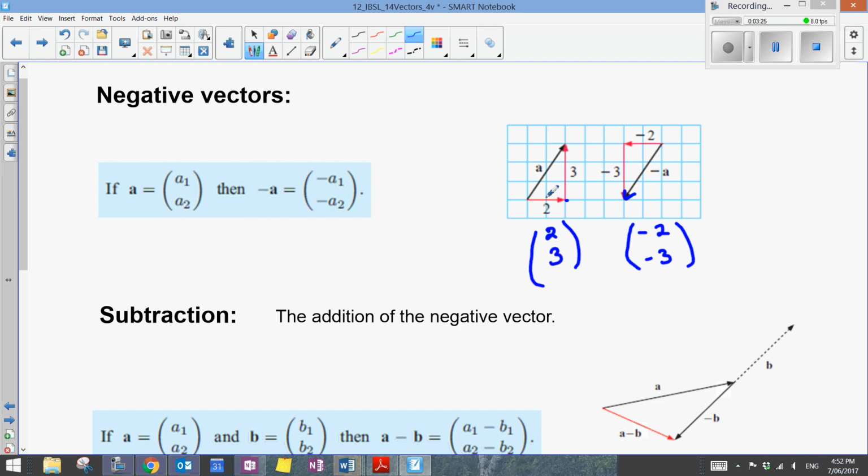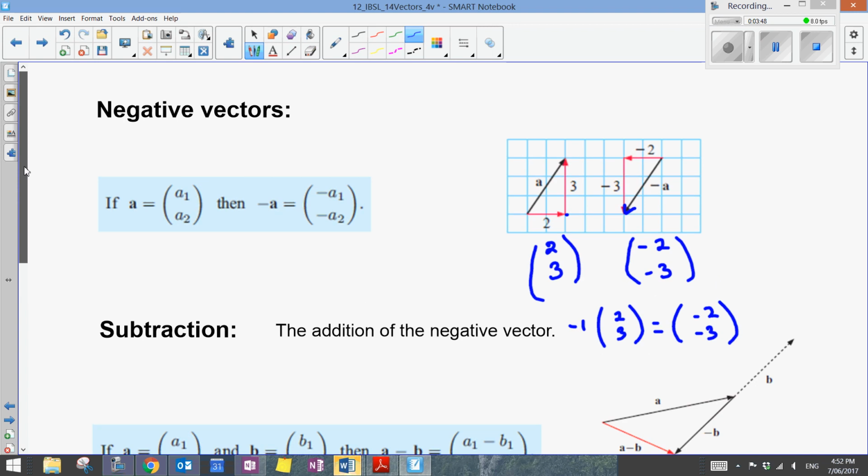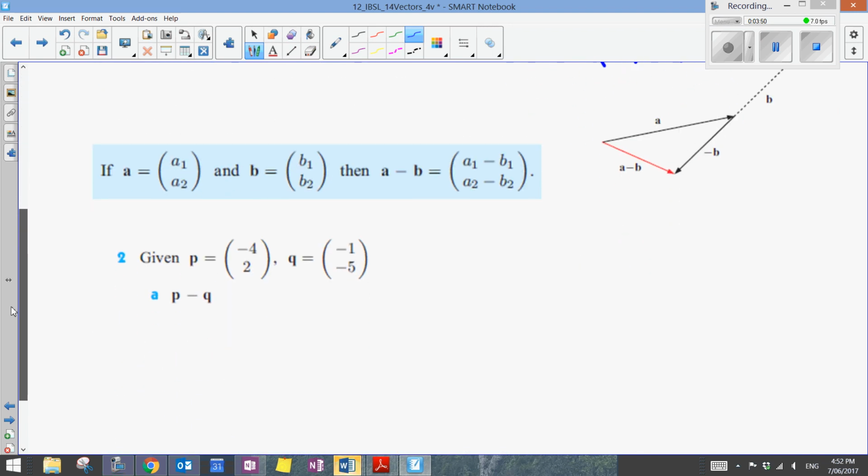So if you think about A to -A, we're really just multiplying by -1. So if we have -1 multiplied by 2, 3, so -1 is our scalar, we wind up with -2 and -3. So just think about that vector as a completely opposite vector, and when we add negative vectors together, we're really adding the opposite.